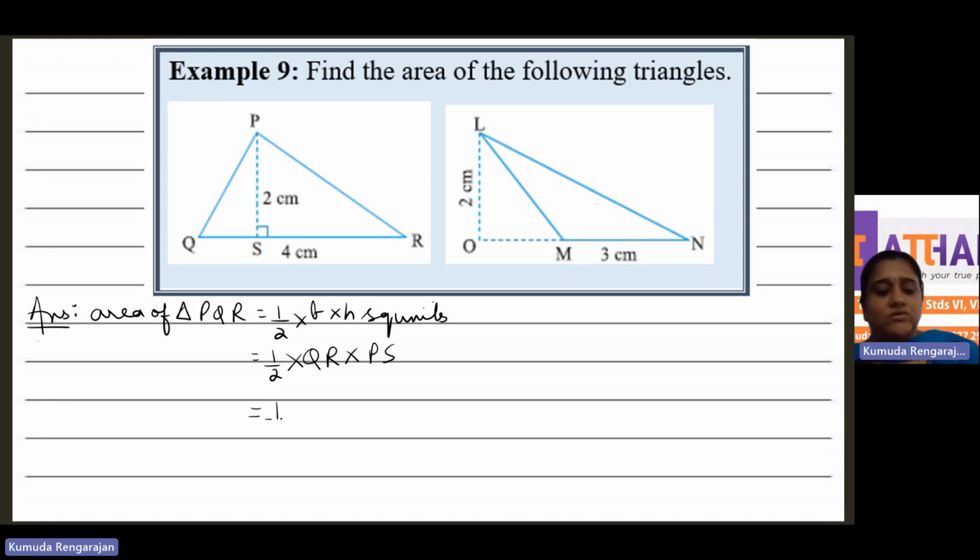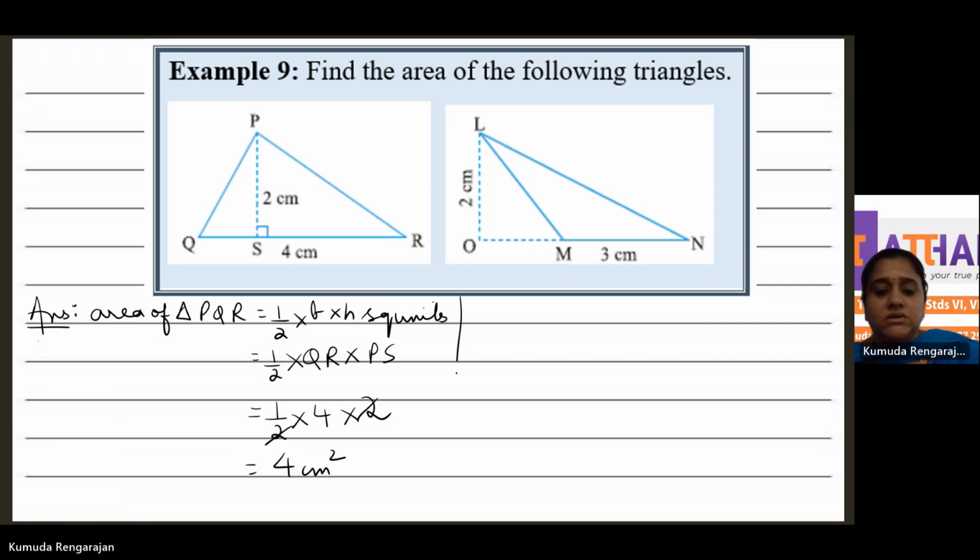Now below that substitute the values. Half into, what is the length of QR? 4 centimeters into 2 centimeters. You don't understand if it's marked 2 here, that means this is 2 centimeters. How do you simplify this? 2 and 2 get cancelled. So 4 centimeters square is the area of the triangle PQR.